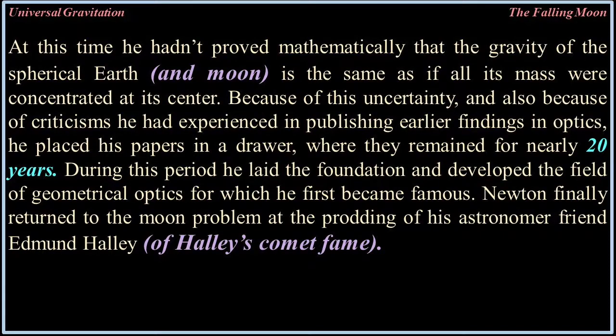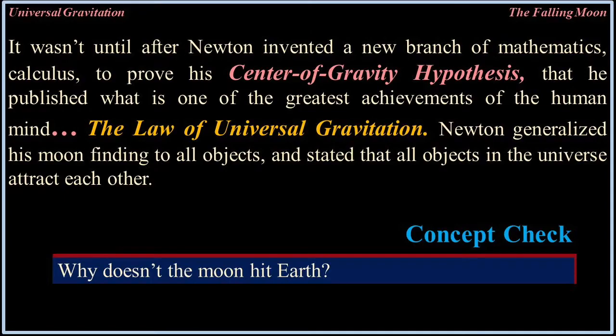Newton finally returned to the moon problem at the prodding of his astronomer friend, Edmund Halley, of Halley's Comet fame. It wasn't until after Newton invented a new branch of mathematics, calculus, to prove his center of gravity hypothesis that he published what is one of the greatest achievements of the human mind, the law of universal gravitation. Newton generalized his moon finding to all objects and stated that all objects in the universe attract each other. Why doesn't the moon hit the Earth?